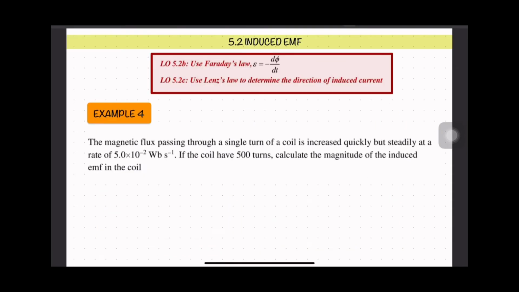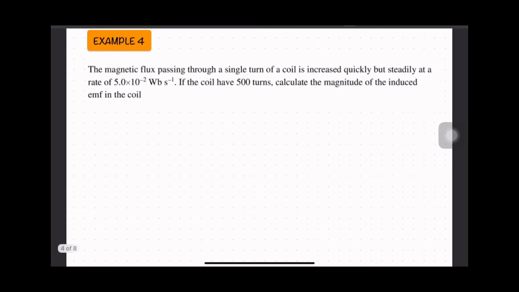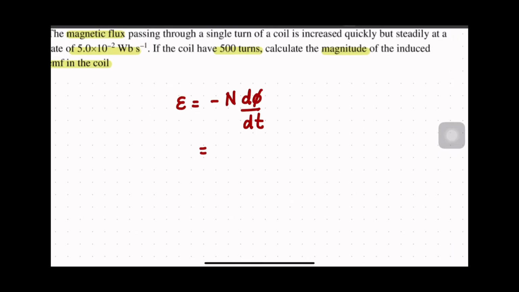Okay, 5.2 induced EMF, example 4. The magnetic flux passing through a single turn of coil increases quickly but steadily at a rate of 5 times 10 to the power of negative 2 Weber per second. If the coil has 500 turns, calculate the magnitude of the induced EMF in the coil. It only wants the magnitude, right? So induced EMF is equal to negative N dΦ/dt, but since it only wants the magnitude, we can ignore the negative.